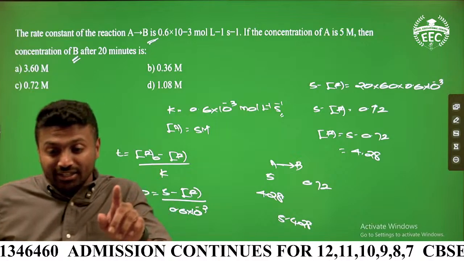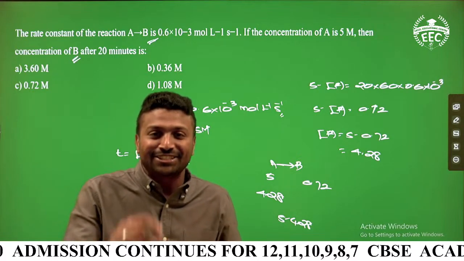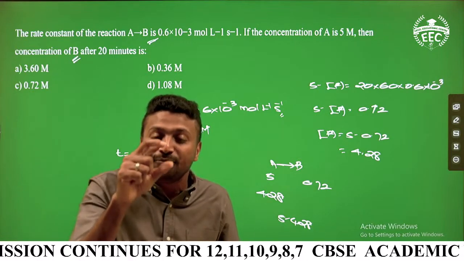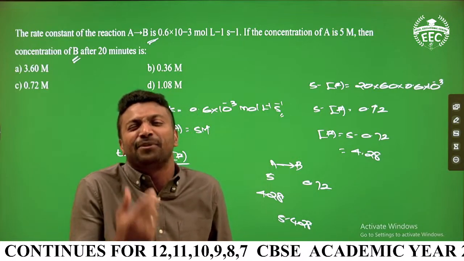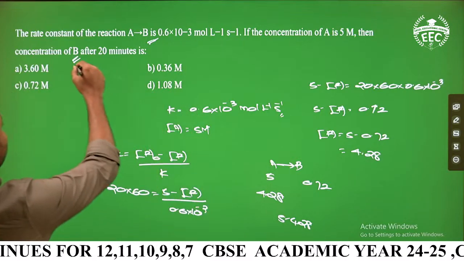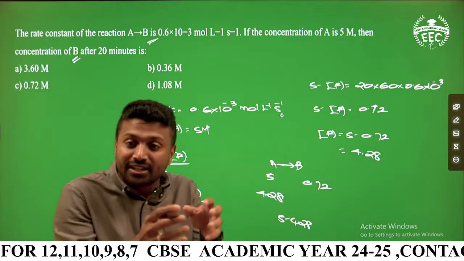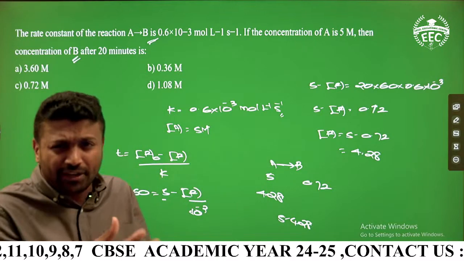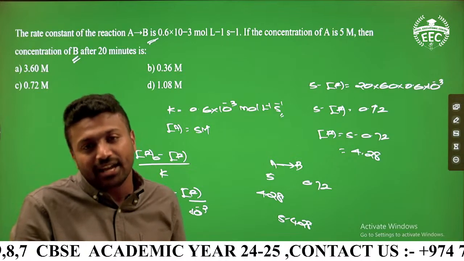The question is not asking for it divided by 20. What we require is the concentration of B after 20 minutes. B is the product, right? What we require is the amount of product after how much time? 20 minutes. Initially, find out the concentration of the remaining reactant.